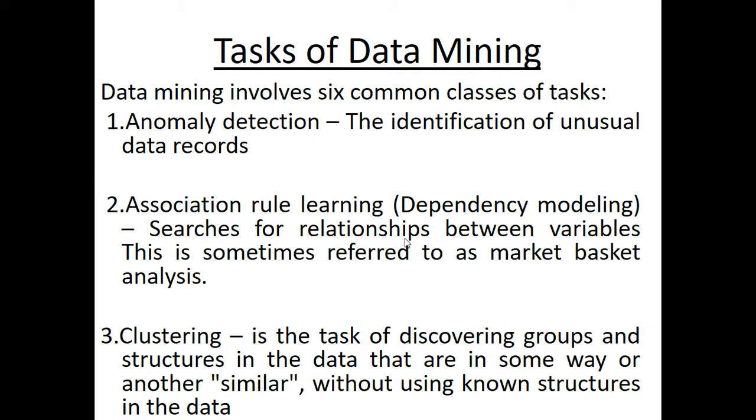Data mining involves six common tasks. The very first one is anomaly detection: identifying an unusual data record. It means we have a group, and in the group something is different. That we can call an anomaly.